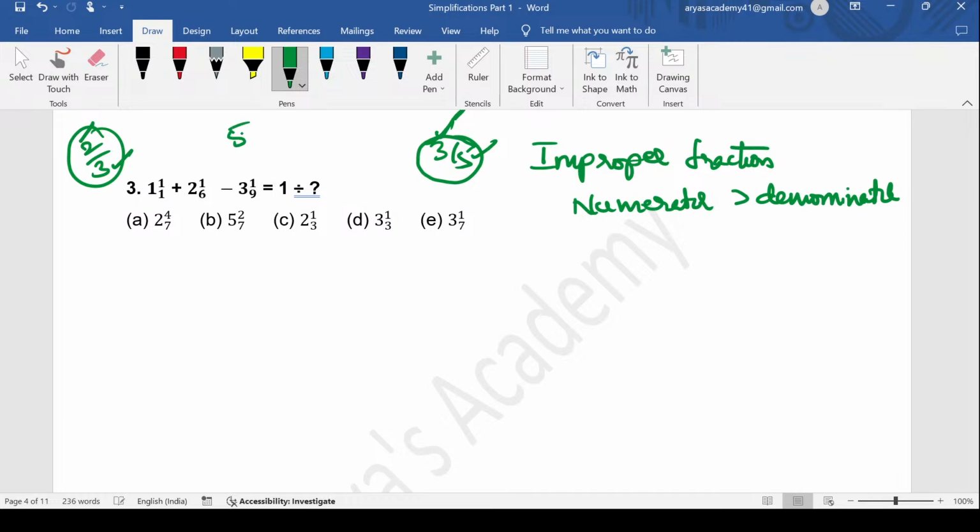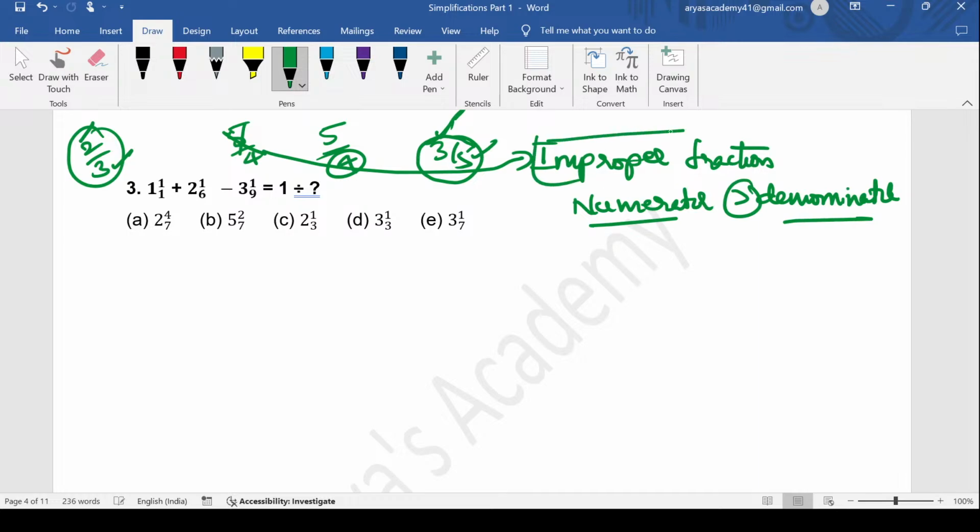Here numerator is 3, denominator is 5. For example, if I write 5 by 4, then this is not a proper fraction. We call it an improper fraction because here numerator 5 is greater than denominator 4. To have a proper fraction, the first condition is that numerator should be less than denominator. But whenever numerator is greater than denominator, it is called an improper fraction. For example, 5 by 4 is an improper fraction.